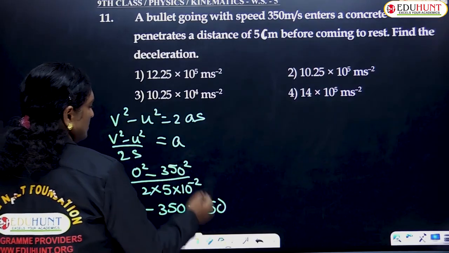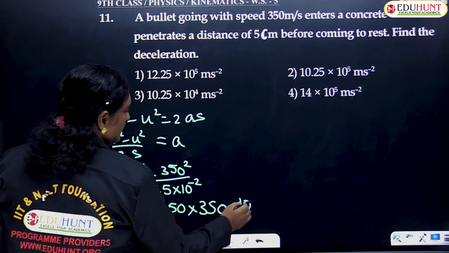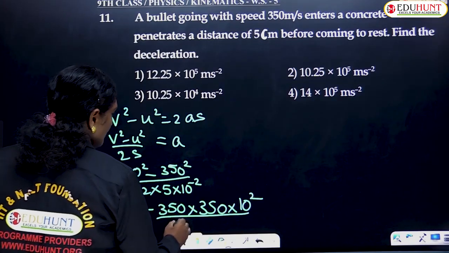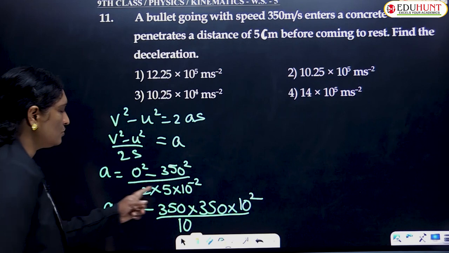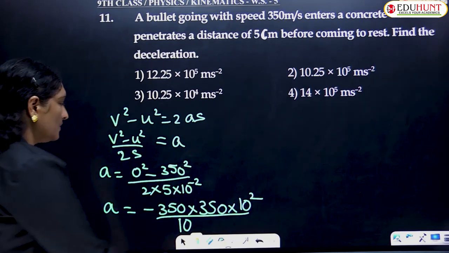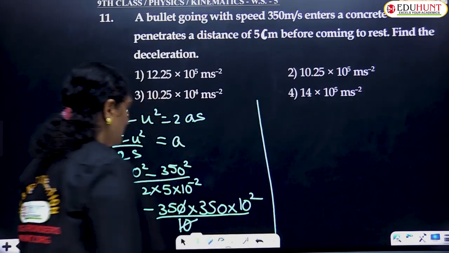10 power minus 2 goes up, means this will become 10 square. 10 square means 100 whole upon. Here 2 into 5 is how much, children? 10. 2 into 5 is 10. 10 power minus 2 I took upwards. So cancel this 0. So how much are you left with, children?